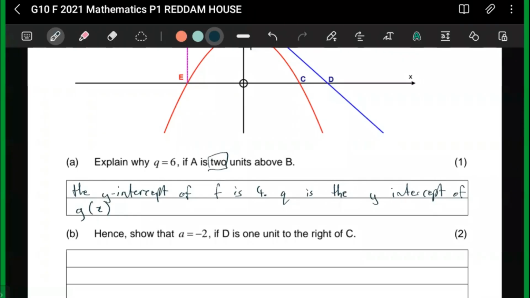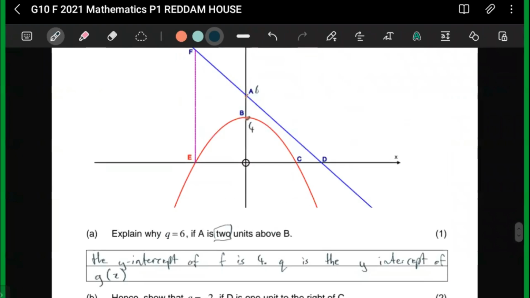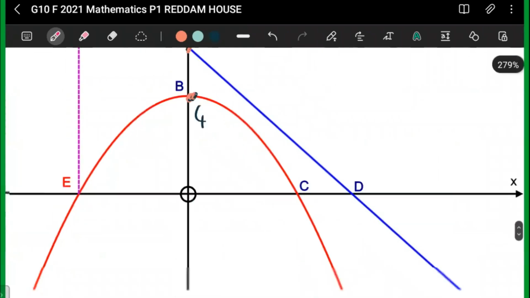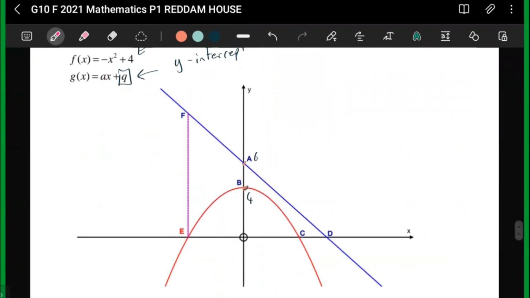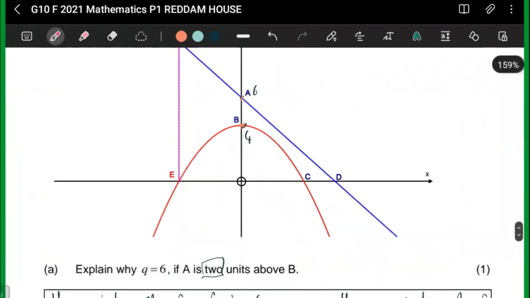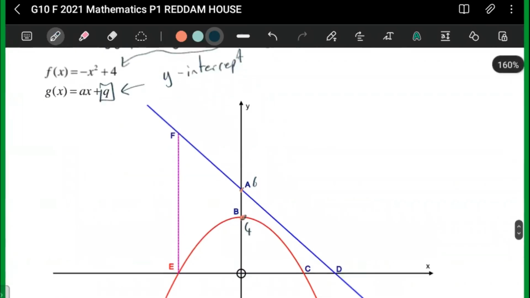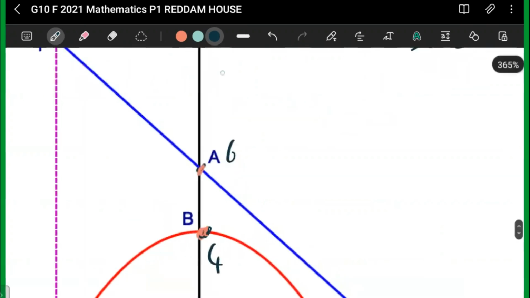Is 1 unit to the right of C, which is okay. So for 2 marks, what they're trying to say is, if you're going to get A, remember A is going to give you the gradient of your straight line graph. Now, to get the gradient, you at least need 2 coordinates to put into your gradient formula. So your gradient is just y2 minus y1 over x2 minus x1. You need 2 coordinates. So here you already have at least 1 coordinate.